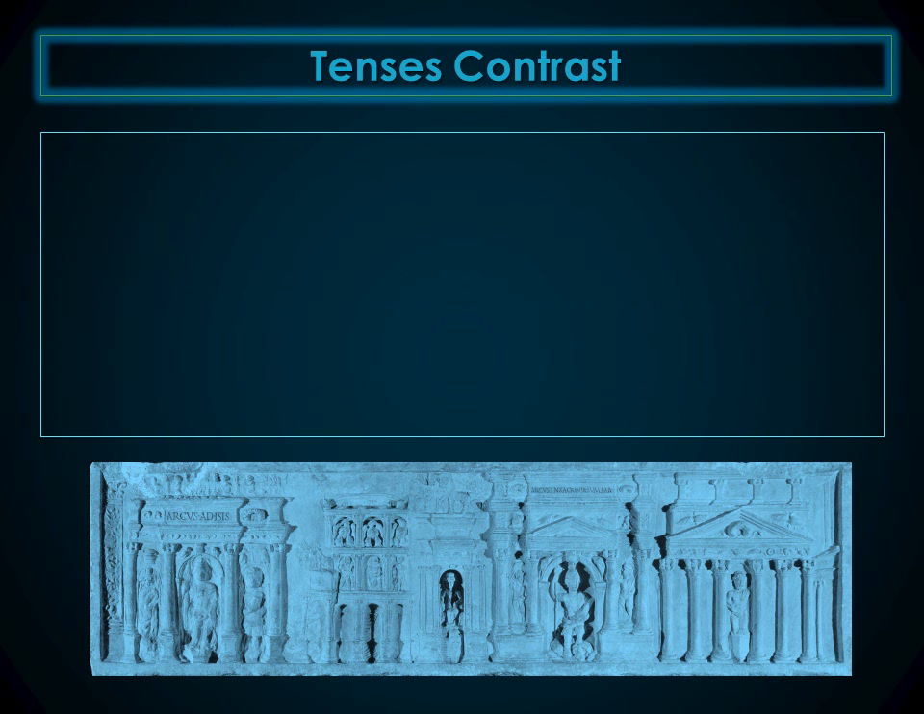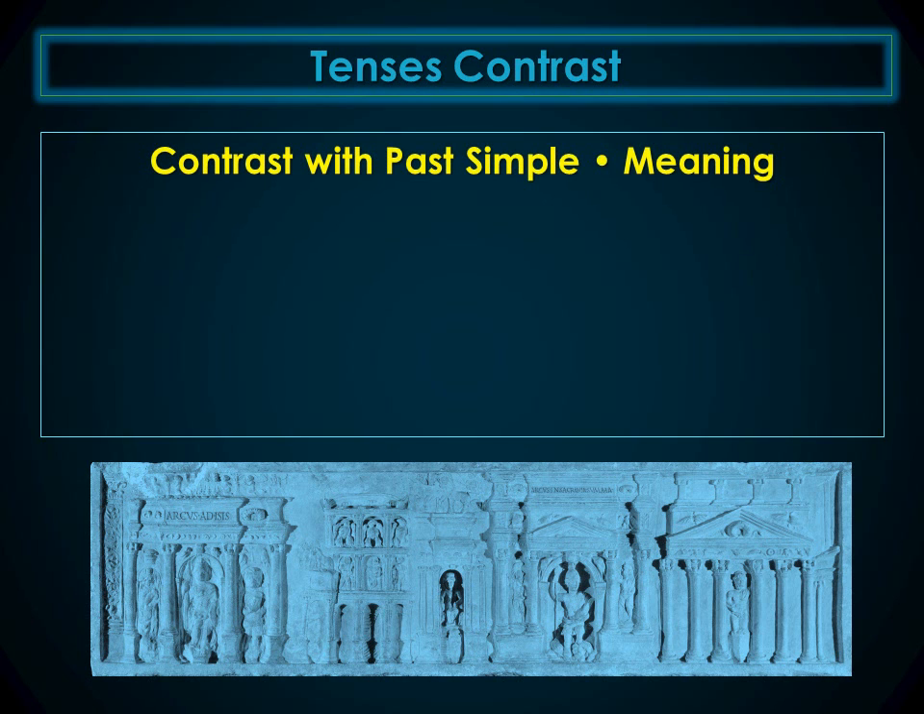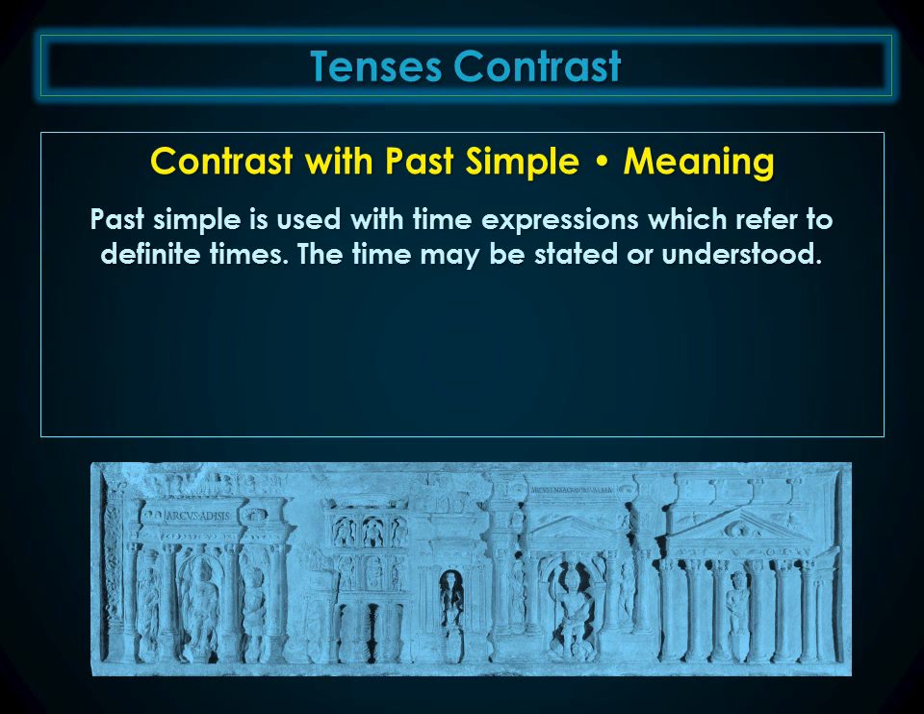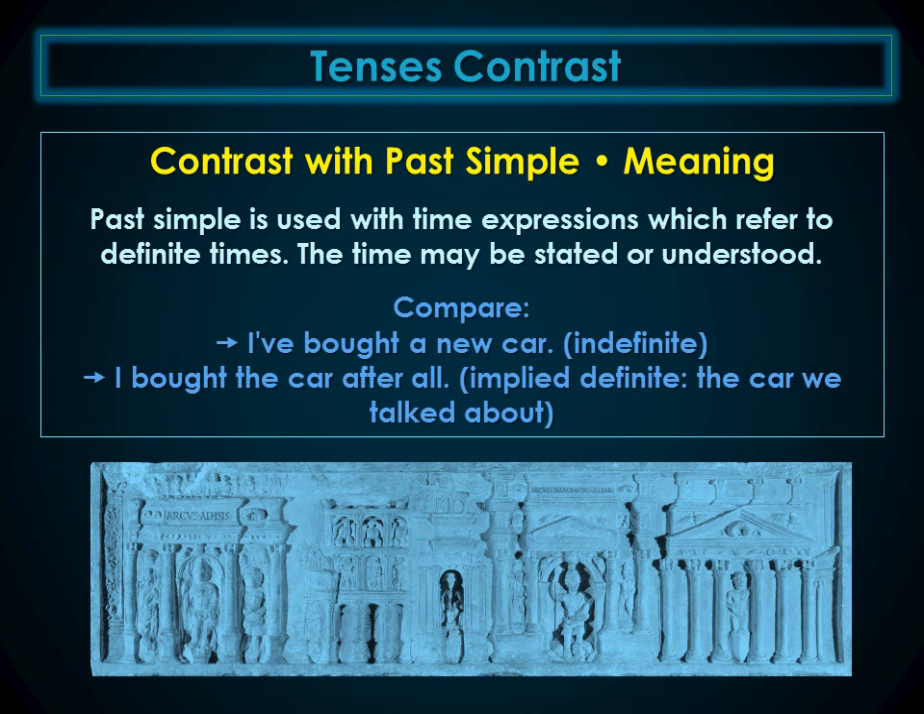Now, we should stop and compare and contrast these tenses. So, let's begin with past simple. Past simple is used with time expressions which refer to definite times. The time may be stated or understood. I've bought a new car. I bought the car after all. Here, the implied meaning is the car we talked about, so there is background knowledge.